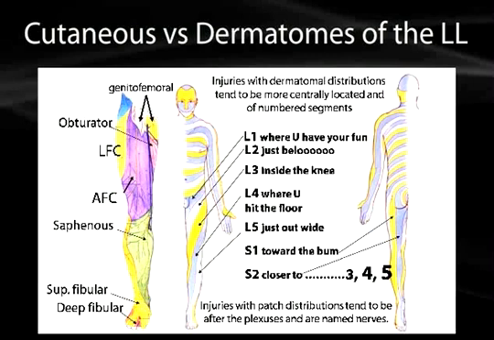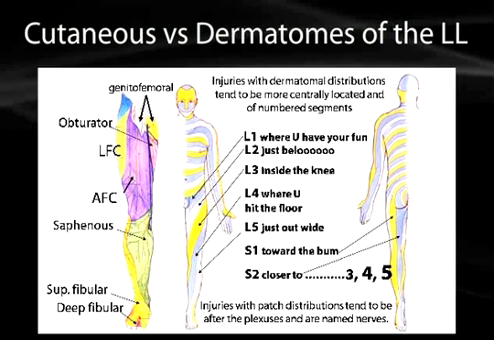L3 is inside the knee. It heads to the medial aspect of the knee. L4 is where you hit the floor. It goes right across the kneecap itself. L5 is just out wide down the lateral side of the leg and onto the dorsum of the foot. S1 is a strip towards the bum, so it's a strip that goes up and over top of the gluteals. S2 is a strip that runs closer to, and then you start getting into the target zone around the anus, which would be S3, S4, S5.